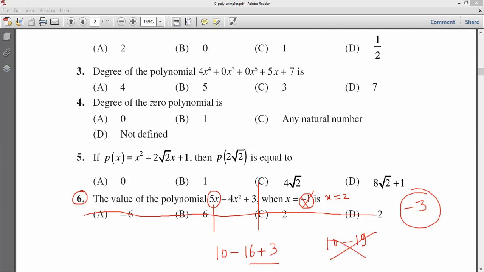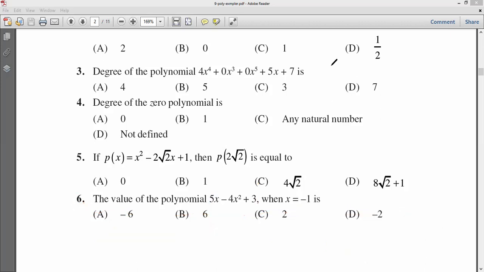There are two options. Either you can rearrange the terms and take the positive values together in the beginning, or you can follow the rule of integers: 10 minus 16. What is 10 minus 16? Minus 6. Minus 6 plus 3 becomes minus 3. Okay, so the basic rule of integers is something you should remember everywhere.